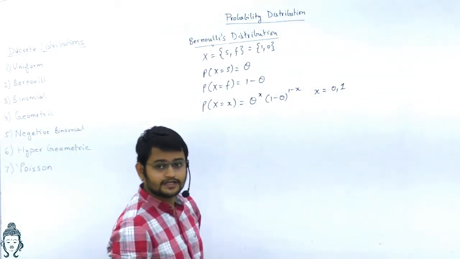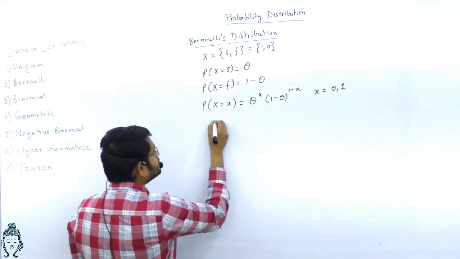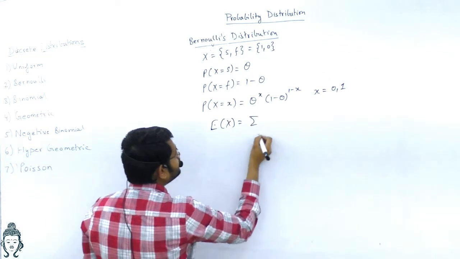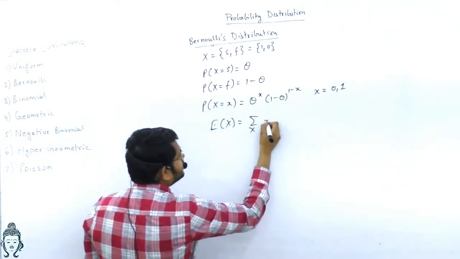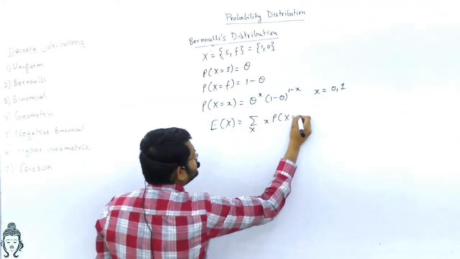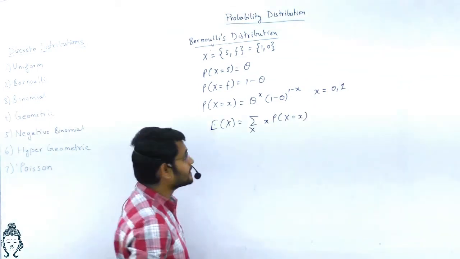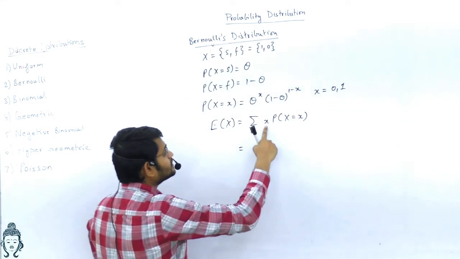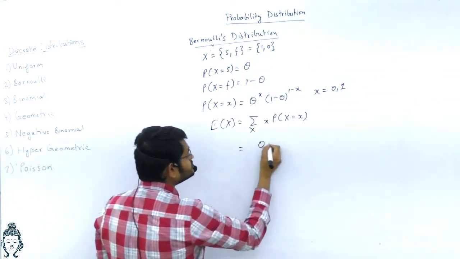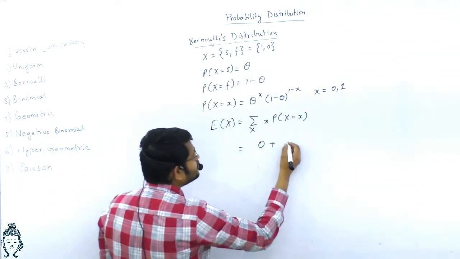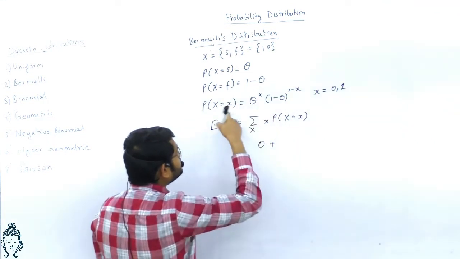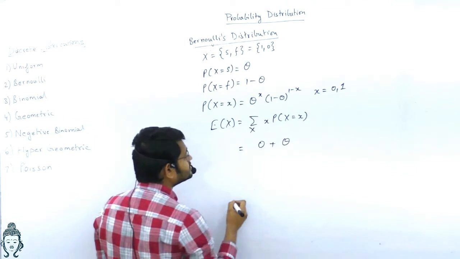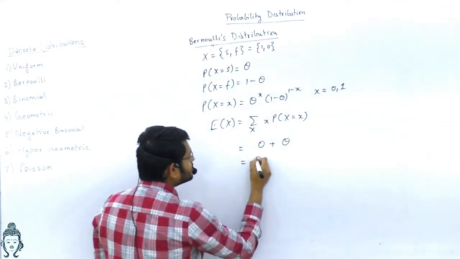Now let's find the expected value. So expected value of x is going to be summation for all values of x into probability X is equals to this particular value x. Now for x is equals to 0, the whole term is going to be 0. So 0. And for x is equals to 1, we'll get probability as theta. So 1 into theta, just theta. And that is nothing but theta.